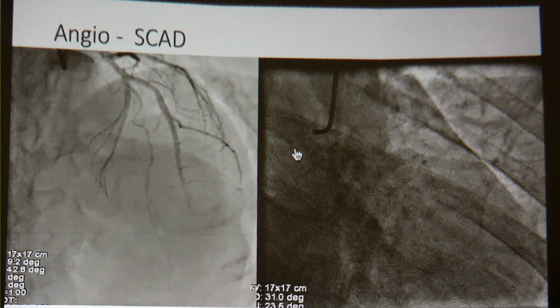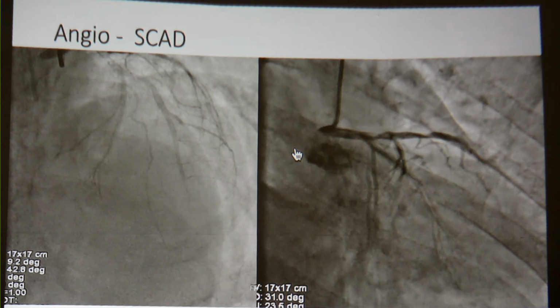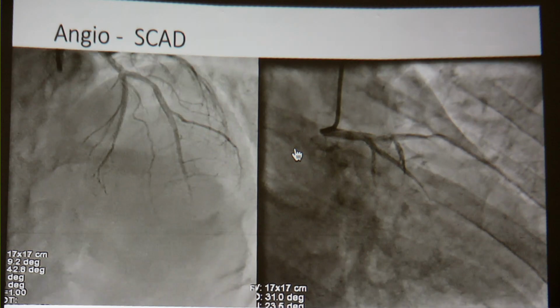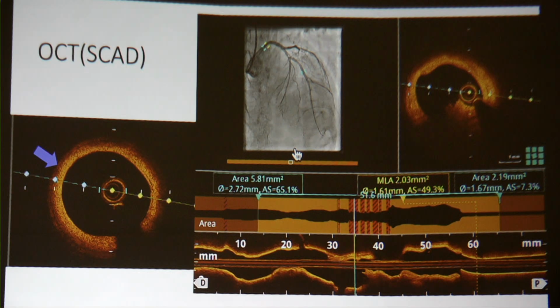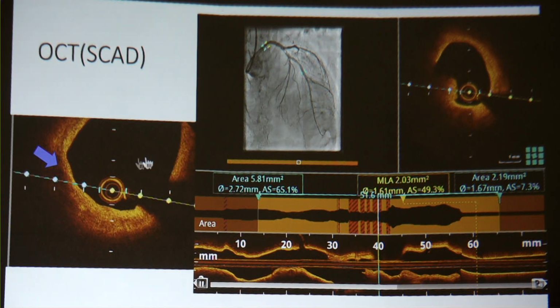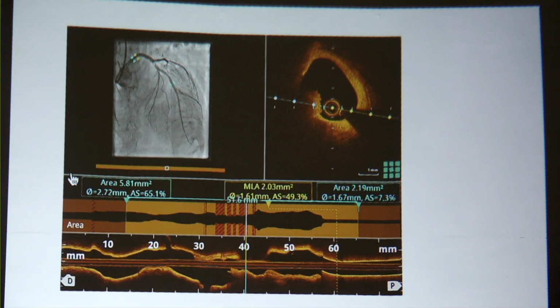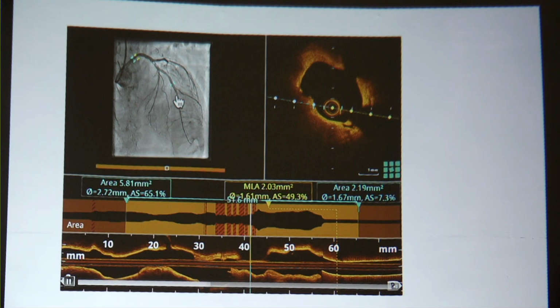This is another case of SCAD where there is an intimal involvement. You see, there is something like a thrombus in the angiogram, but when you do an OCT, it's only thrombus, and when you see that, there is a definite break in the intima from where it has gone into the media, and there is involvement of the intima as well as the media.